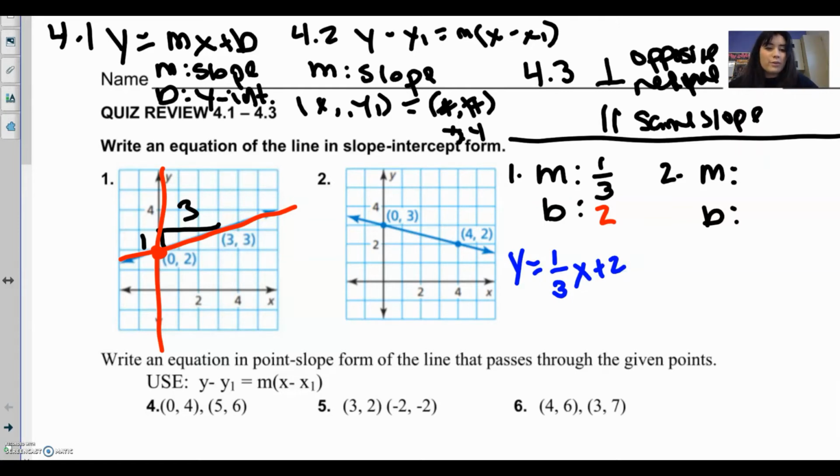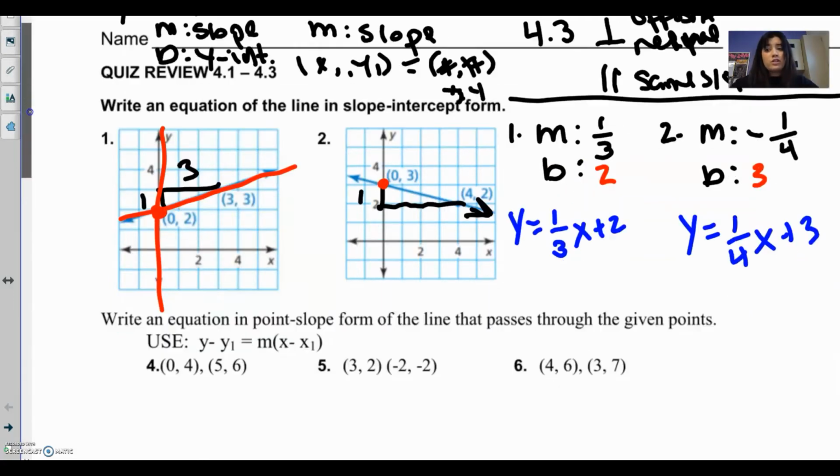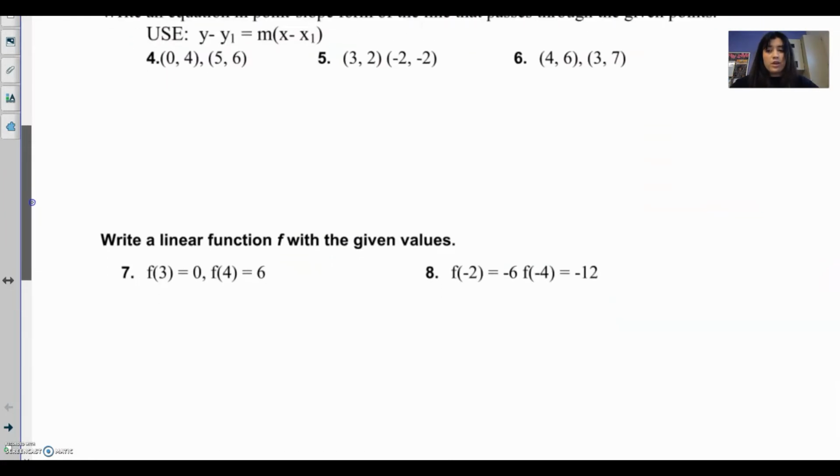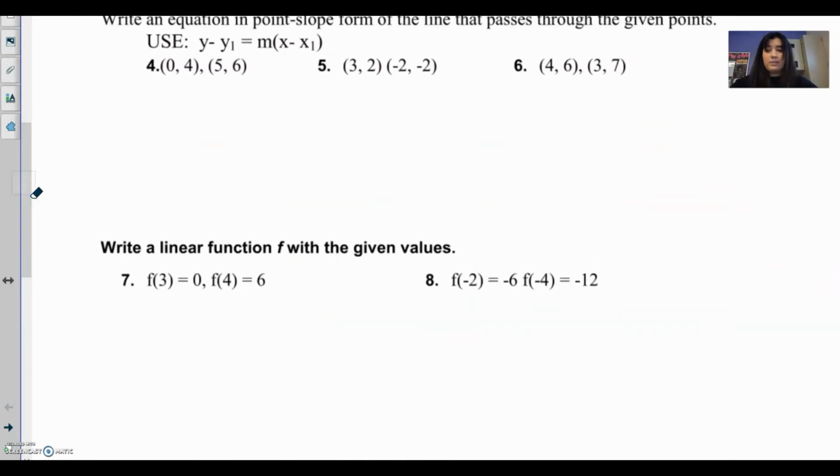Okay, now for number 2, our slope, something tricky, it's pointing down, we're going downhill. So slope for m is negative. Now we're going to count our rise. Our rise is 1 over 1, 2, 3, 4. Negative 1/4. And again, that intersection point is 3, so b is 3. Our line is y equals negative 1/4 x plus 3. Okay, that one should have been easy for you guys. So if you're struggling, you need to be studying.